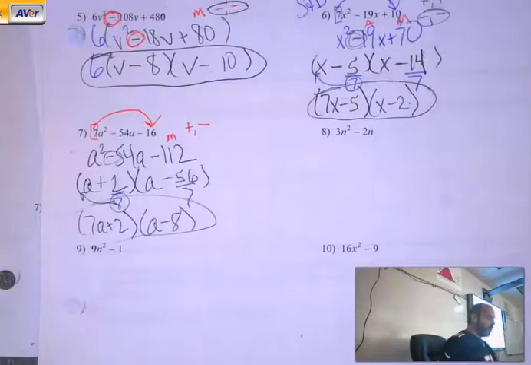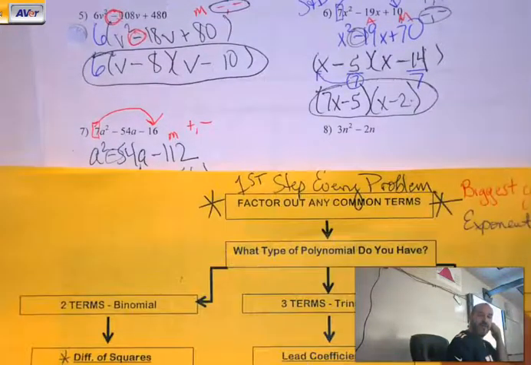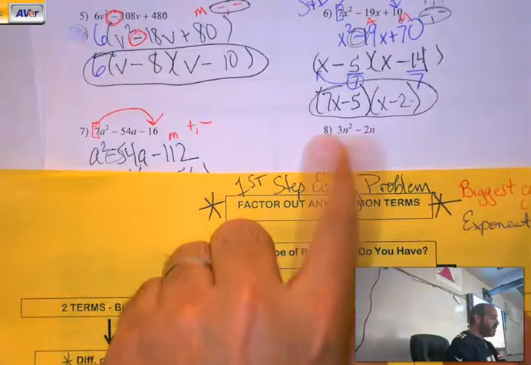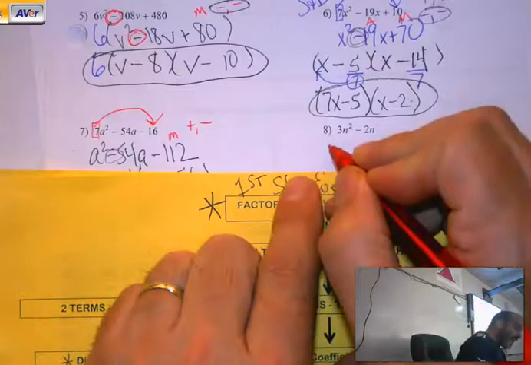So I go to the next one. I'm like, ooh, it's a short one. Maybe it's that squares thing. Okay, hang on. Anything in common here? Okay, I can take an n out of each one.